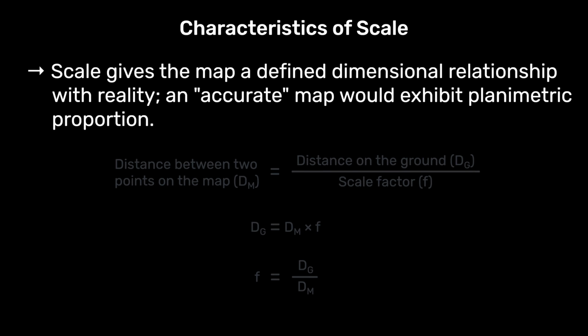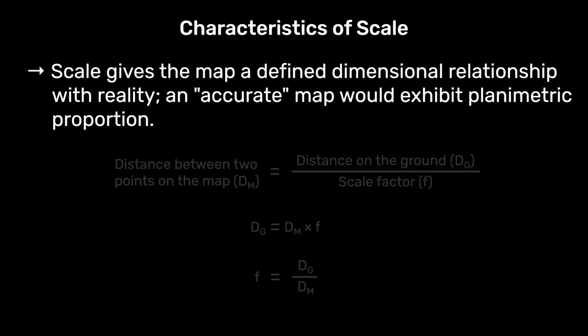So what we might say then is that scale gives a map a defined dimensional relationship with reality. And particularly if we're dealing with a large scale map, and typically we might call these plans, particularly if they're larger than 1 to 10,000 scale, this is where accuracy and precision really start to matter much more. So we might then expect a map below the scale of 1 to 10,000, something which is really quite large, to show data on the map with a lot of precision.